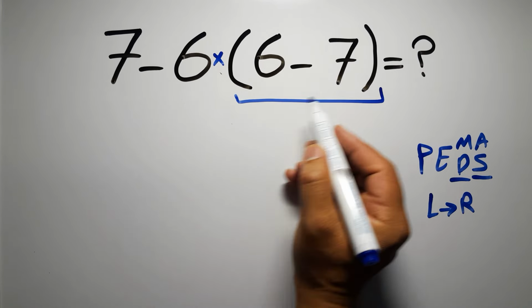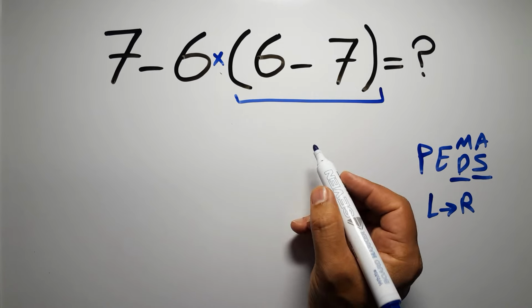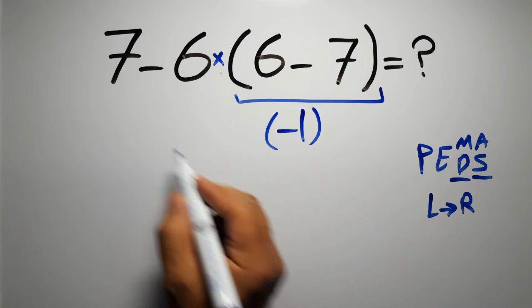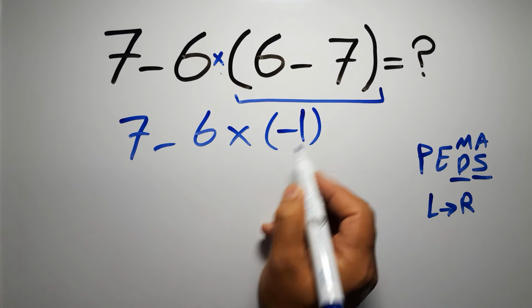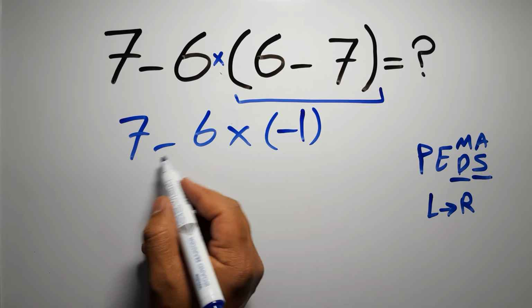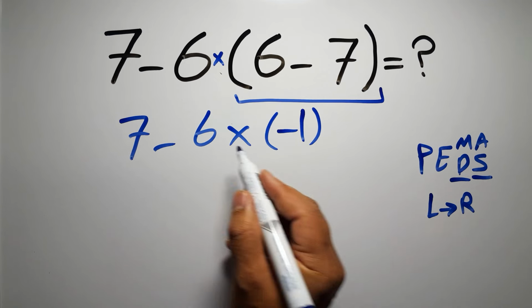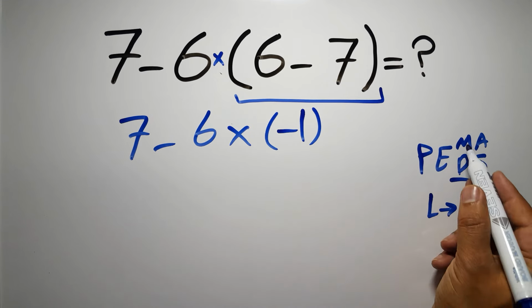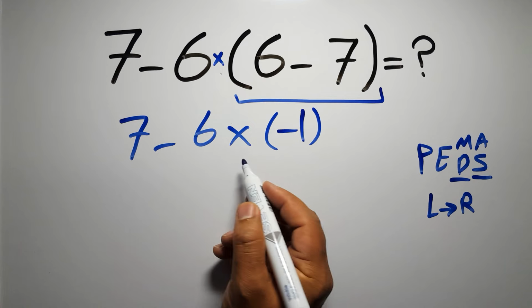So first this parenthesis. Inside this parenthesis we have 6 minus 7, which equals negative 1. Okay, so 7 minus 6 times negative 1. Now we have one subtraction and one multiplication. According to the PEMDAS, multiplication has higher priority than subtraction because multiplication comes before subtraction. So here first we have to do this multiplication.